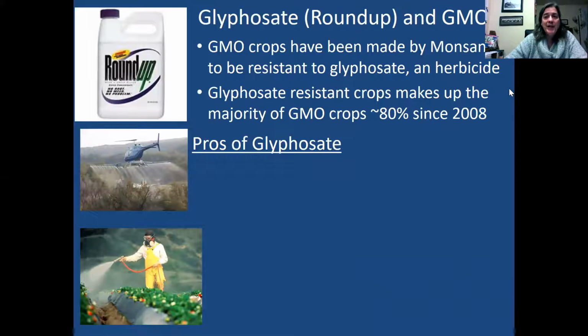One of the biggest examples is glyphosate resistant crops. GMO crops have been made by Monsanto to be resistant to glyphosate, which is an herbicide. It's like 80% of our GMO crops in this country.